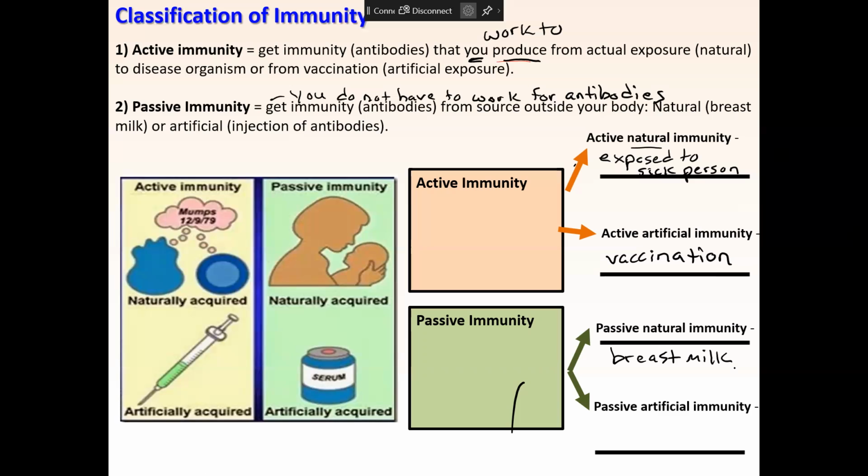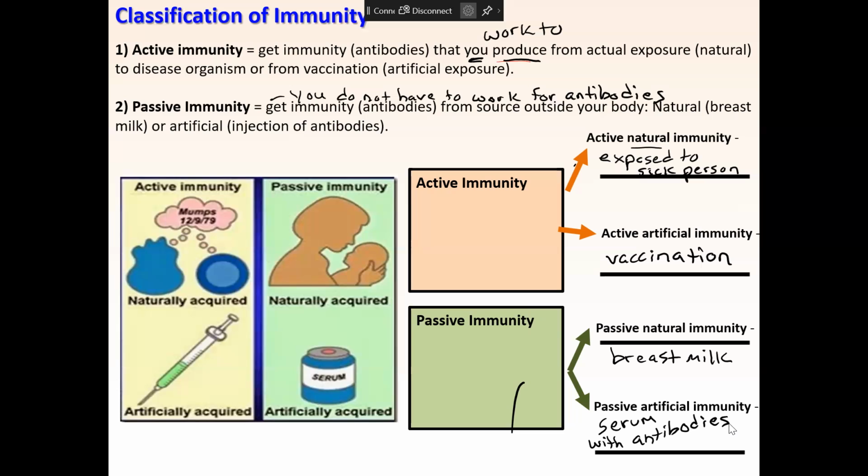It's not synthesized in a lab or in some other organism, like a horse or something. Passive artificial is you're given a serum with antibody in it. So think about, you're bitten by a venomous snake, you have to give the snake antitoxin, which is anti-venom, which is antibodies against it, or tetanus, and there are other examples too.